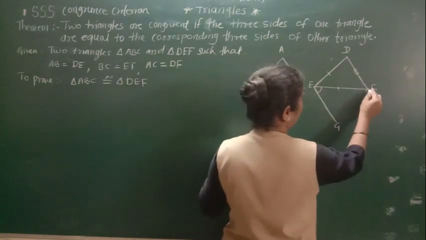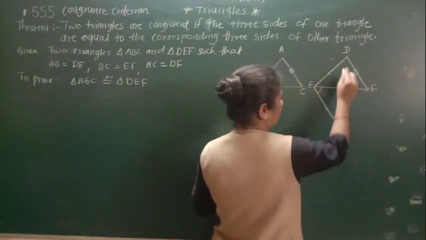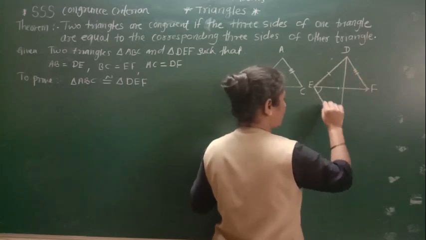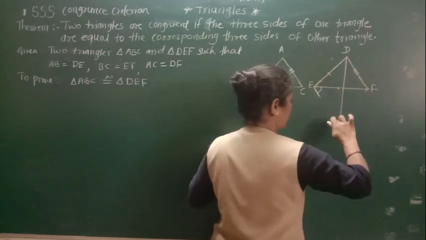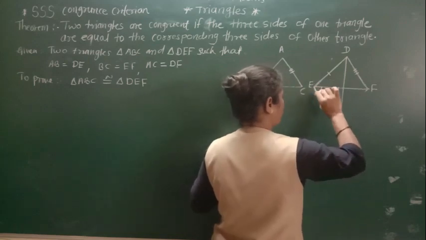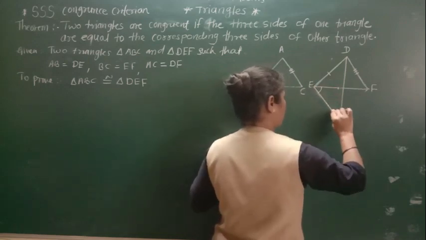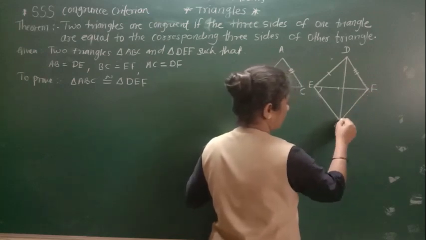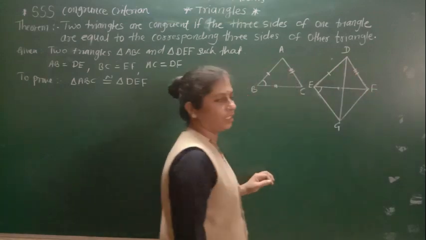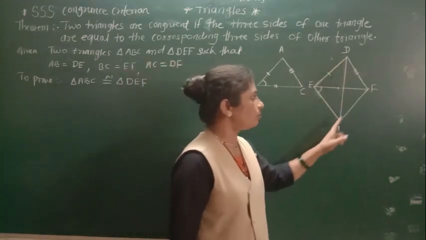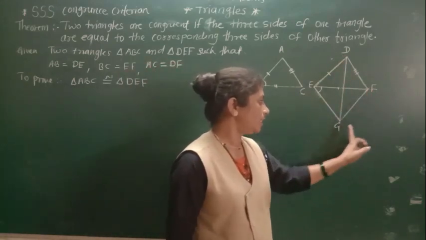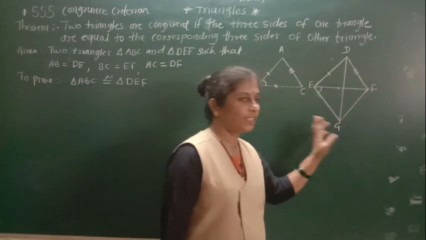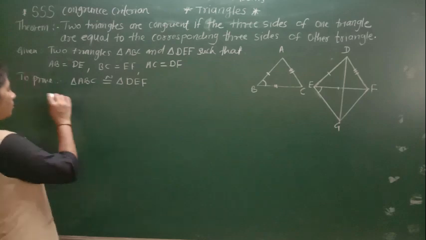Then we have to join FG and DG. We join these two vertices and these two vertices, that is, join FG and DG. Now we will start the proof.